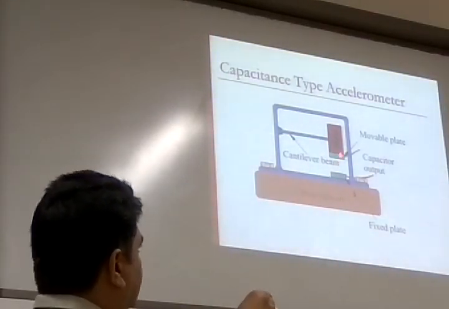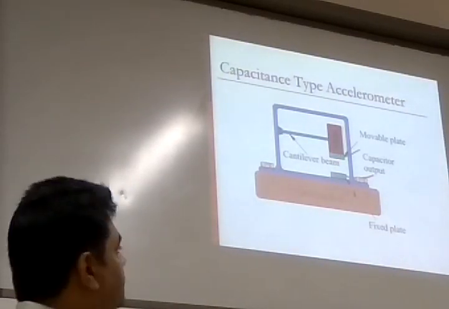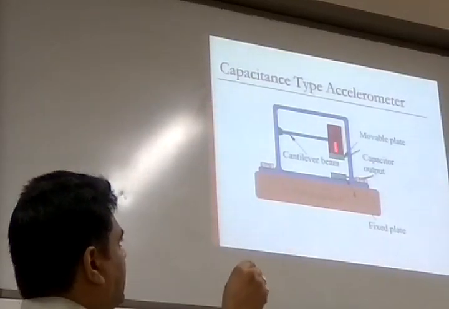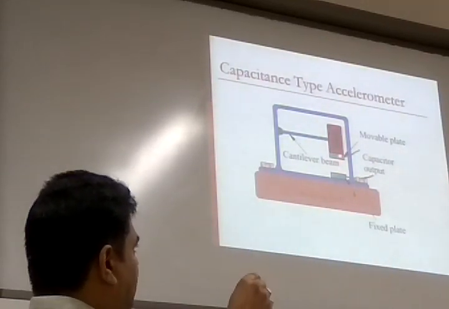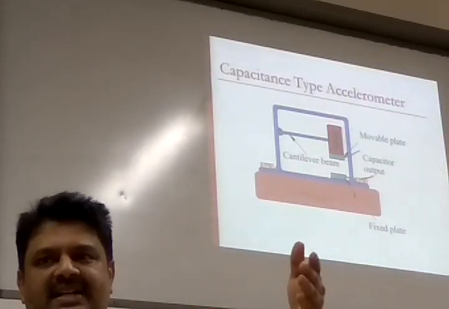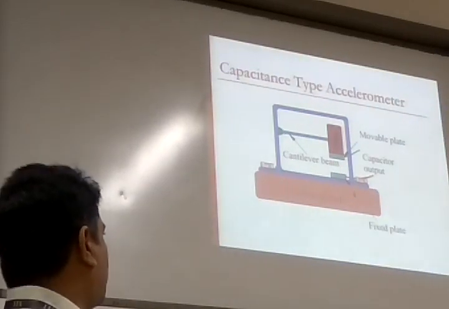What happens is that it is inversely proportional to the distance. Here only that principle is used. When the cantilever beam is oscillating proportional to the vibration, the distance here changes. When distance changes, the electric signal changes. By properly calibrating, you will get signals proportional to the vibration.